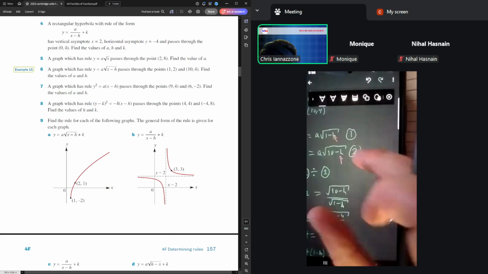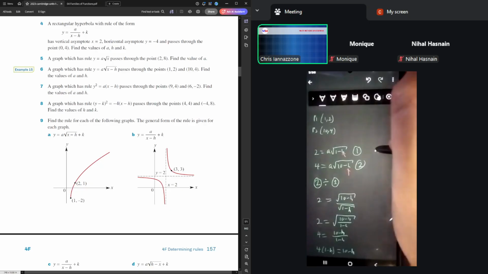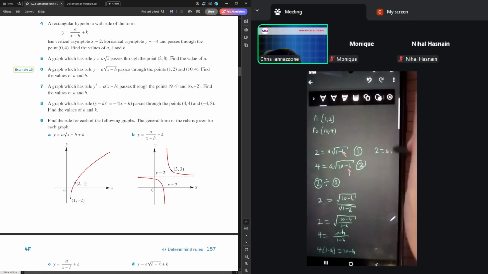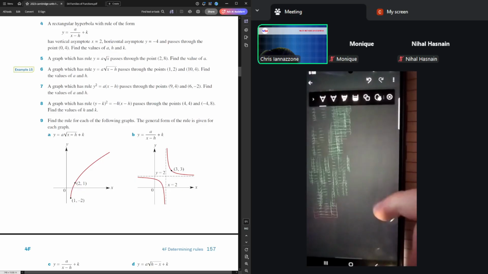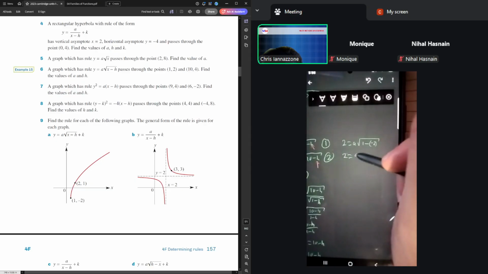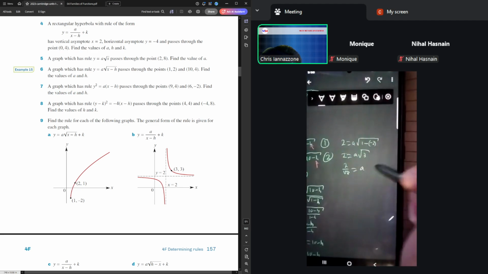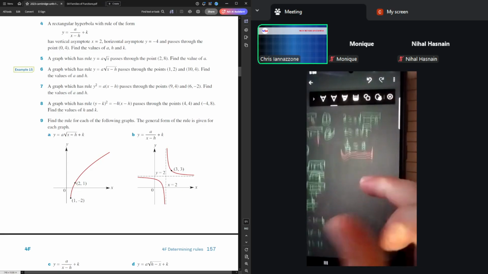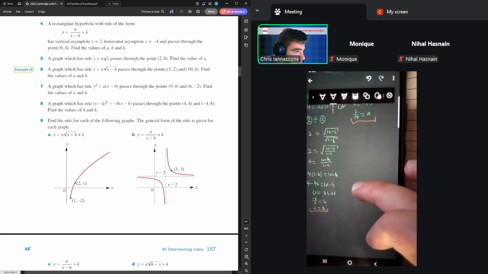So h being negative 2, we would now write something like 2 equals a root 1 minus 2. Just double checking. Yeah, minus 2 for h. 2 equals a root 3. 2 on root 3 equals a. Got a, got h, and that's all the question wanted, a and h.